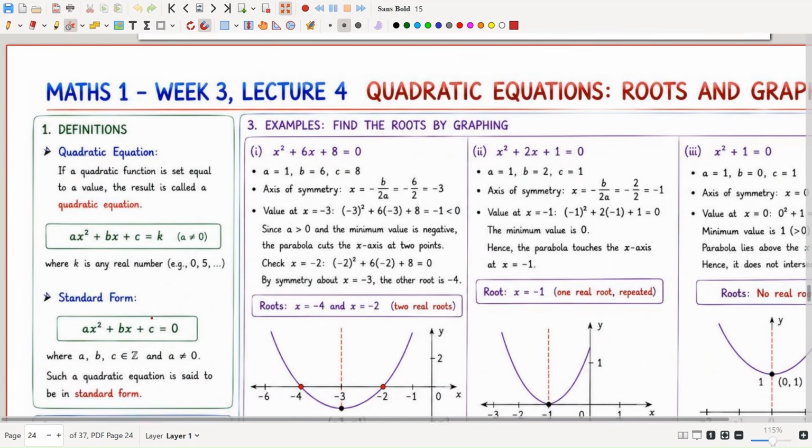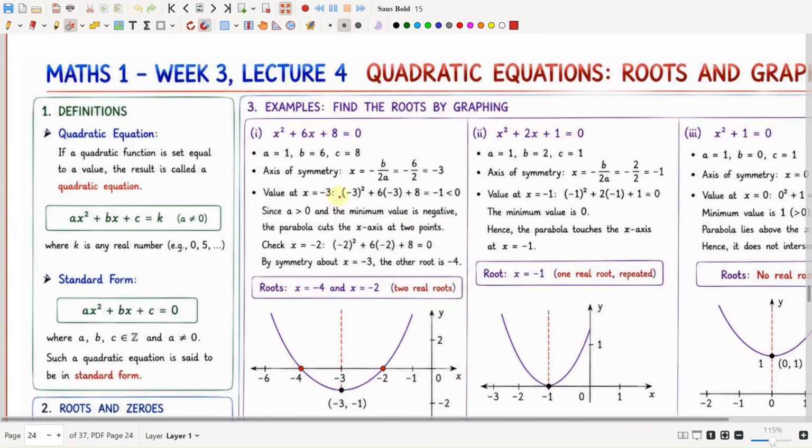See here, let us see some examples of how to find the roots by graphing. I'm given an equation x square plus 6x plus 8 is equal to 0. The coefficient of x square is 1, the coefficient of x is 6 and the constant term is 8. So a is equal to 1, b is equal to 6 and c is equal to 8. Now I'm going to find the axis of symmetry, which is minus b by 2a, which is minus 6 by 2, which is minus 3.